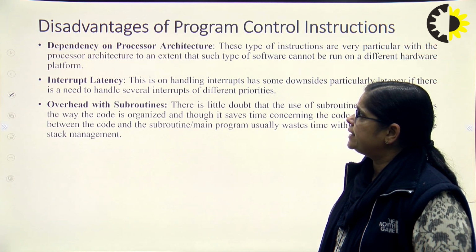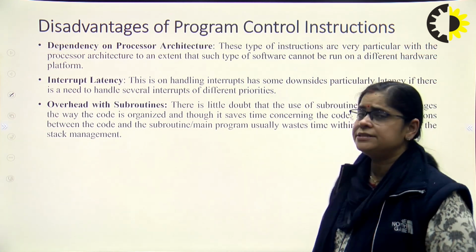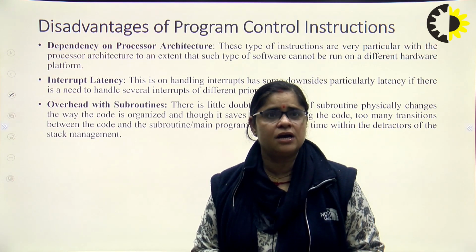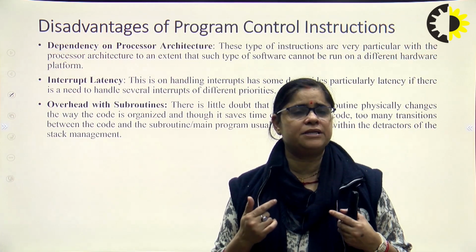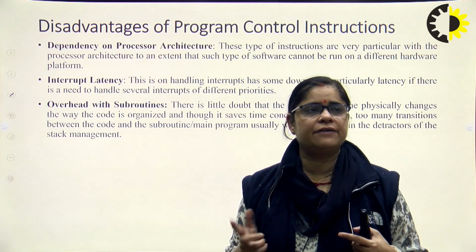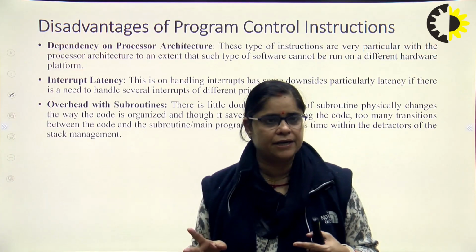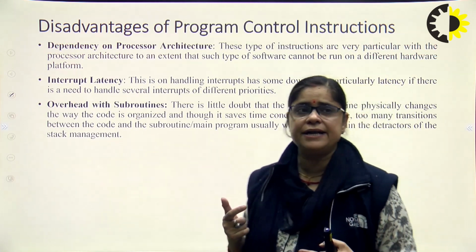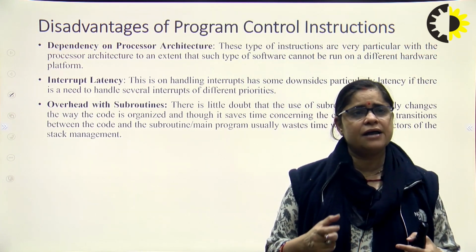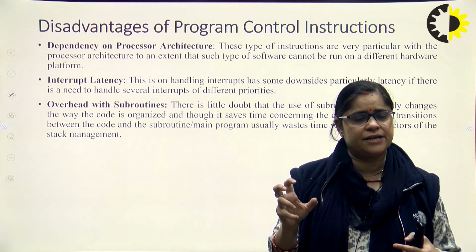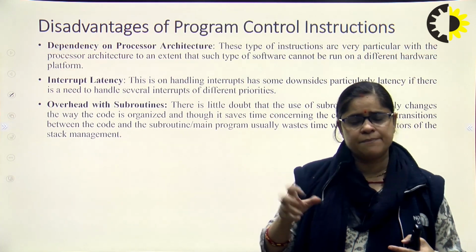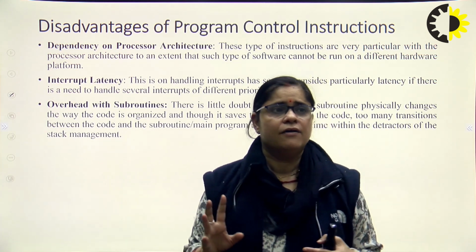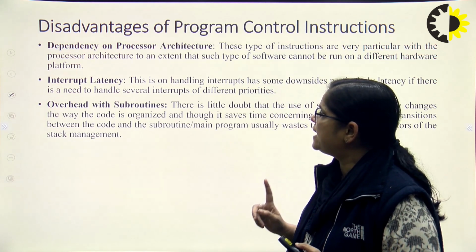Now, the dependency on processor architecture means that these are instructions very particular to the processor architecture, so the software cannot be run on a different hardware platform because it is dependent, right? Now, interrupt latency means that handling an interrupt has some particular latency. If it needs to be handled, or some priorities are given, then it is unable to handle that, right? The last thing is overhead with subroutines.